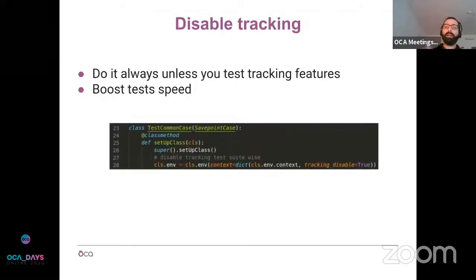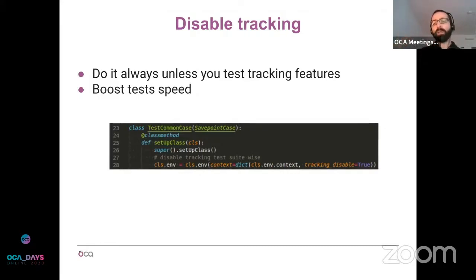Then another thing that will boost your test speed a lot is disabling tracking. Always do it. That's the recommendation. Always disable tracking, especially when you are creating records. As I mentioned before, I've seen a lot of test cases that were just creating and recreating records on setup, meaning per each test.